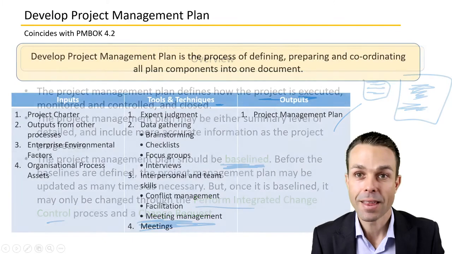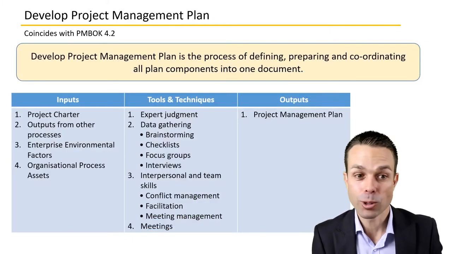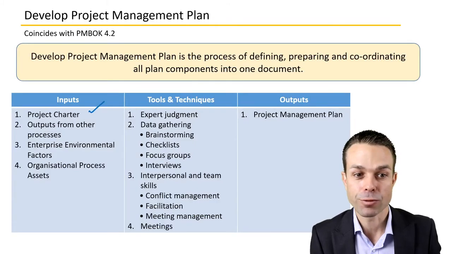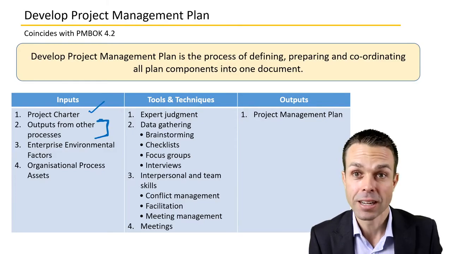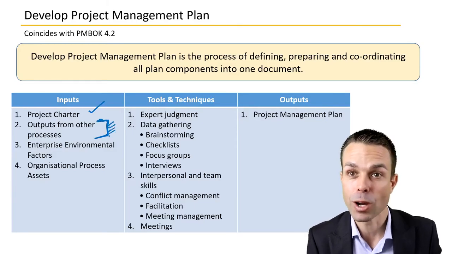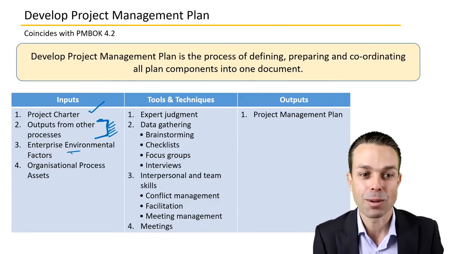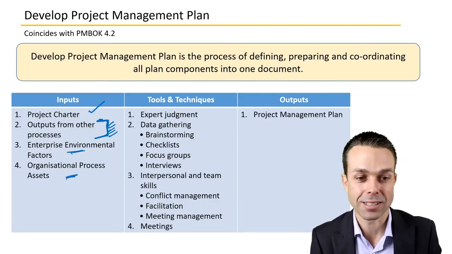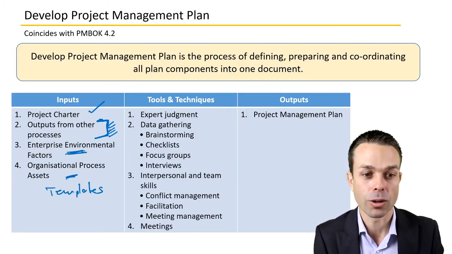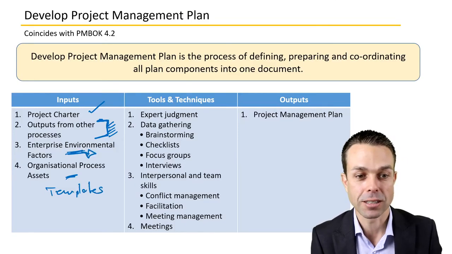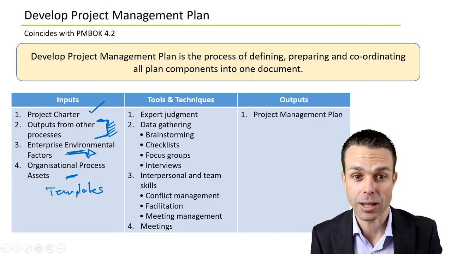The inputs, tools and techniques, and the outputs for this process: the inputs are our project charter, outputs from any other process, so obviously risk, quality, schedule, cost, all of these will be going into our project management plan. So these are the outputs of those other processes. Any environmental factors and any organizational process assets, so templates or any of the politics or what goes on in an organization, any regulations that we need to abide by. All of that will go into the project management plan.